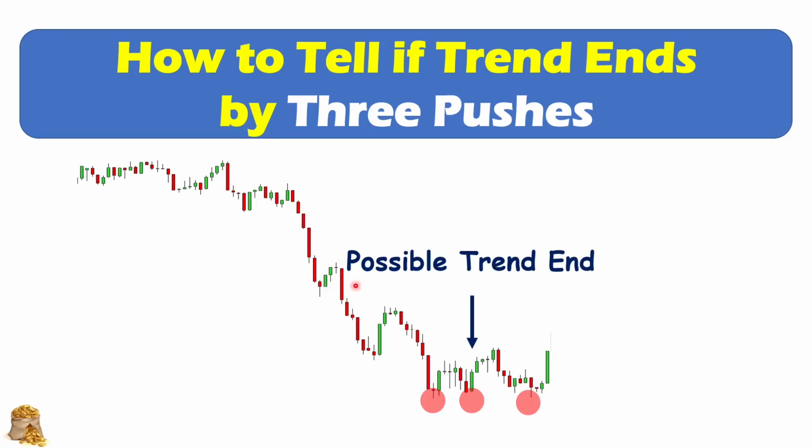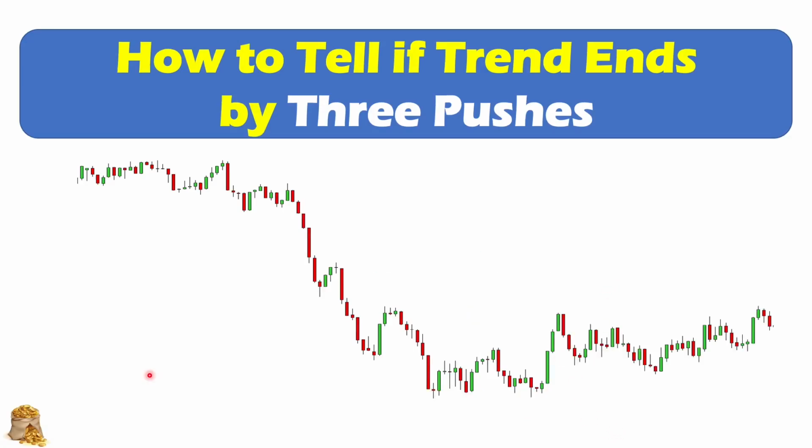It's very important to see this word, possible trend end. It's not absolute. So when the market goes into a horizontal trading range for a while, it is possible that the market will break out either way, either up or down. In this case, the market developed into a trading range later on. So there's no trend anymore.